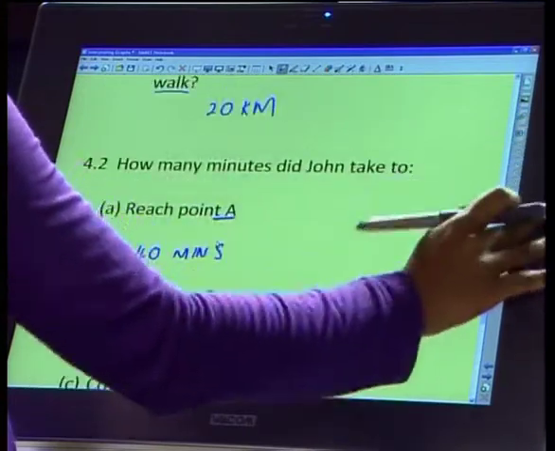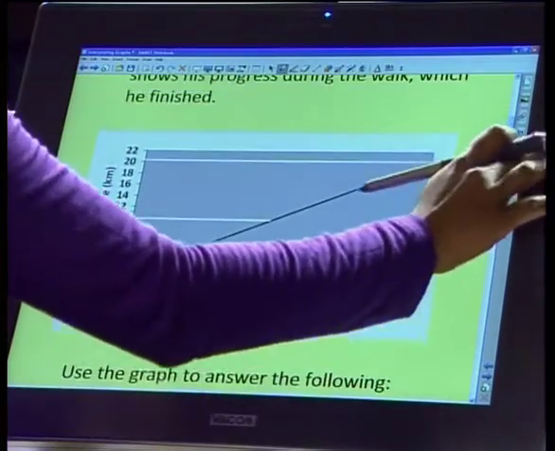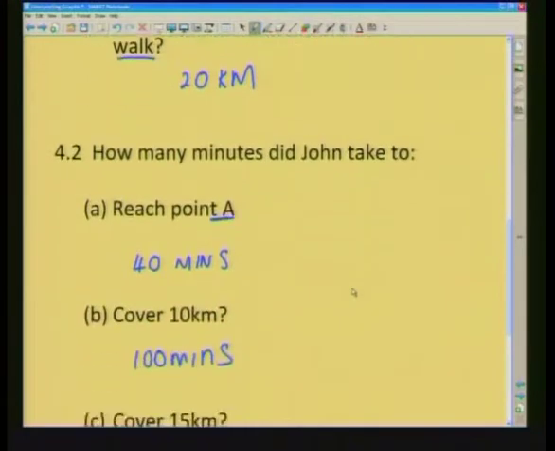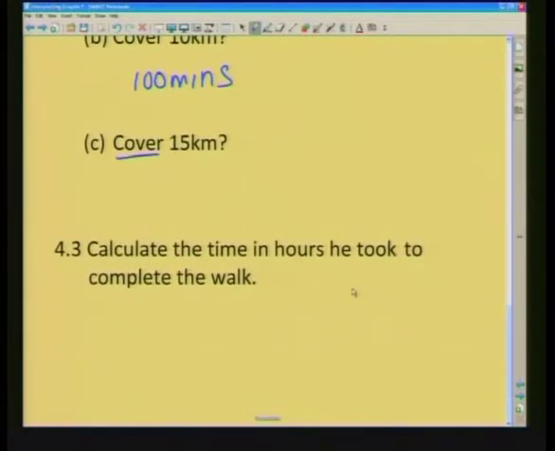How long does it take him to cover 15 kilometers? So once again, exactly the same thing. We go across to 15, which is somewhere between 14 and 16 on the y-axis, and we then drop a line where 15 would hit his line that shows how far he's walked. So we go to 15, we go across, and where that hits the black line, which shows how far he's walked, we drop down and read off the value from the x-axis, and that value is roughly about 150 minutes on the x-axis.